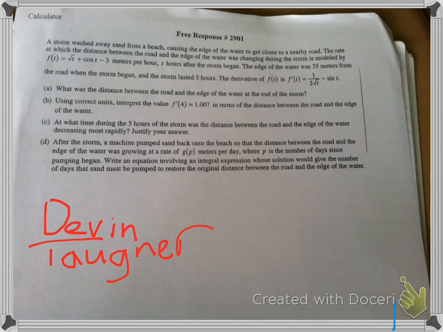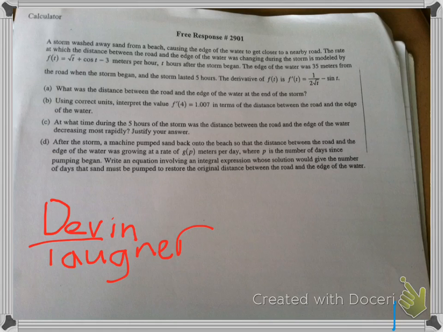It's for calculus. This time it's number 2901, and it states, a storm washed away sand from a beach, causing the edge of the water to get closer to a nearby road. The rate at which this distance between the road and the edge of water was changing during the storm is modeled by f of t, noted in meters per hour. T is hours after the storm began. The edge of the water is 35 meters from the road when the storm began, and the storm lasted 5 hours. And the derivative of f of t is noted as f prime of t.